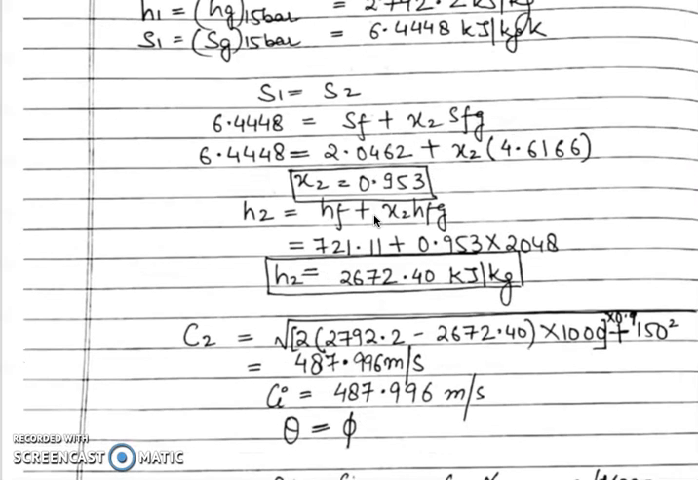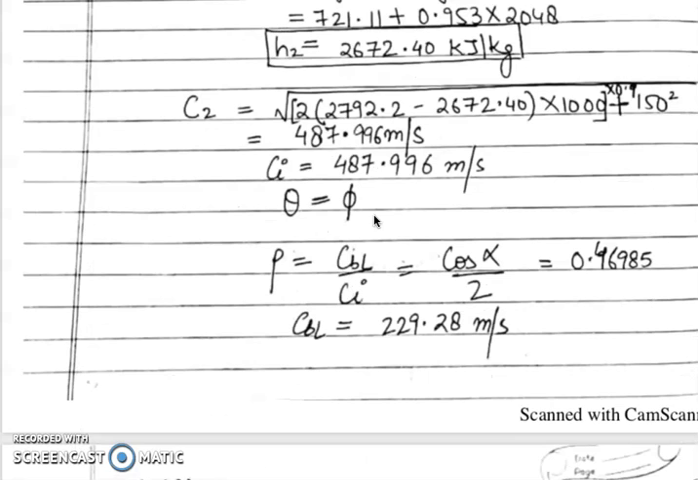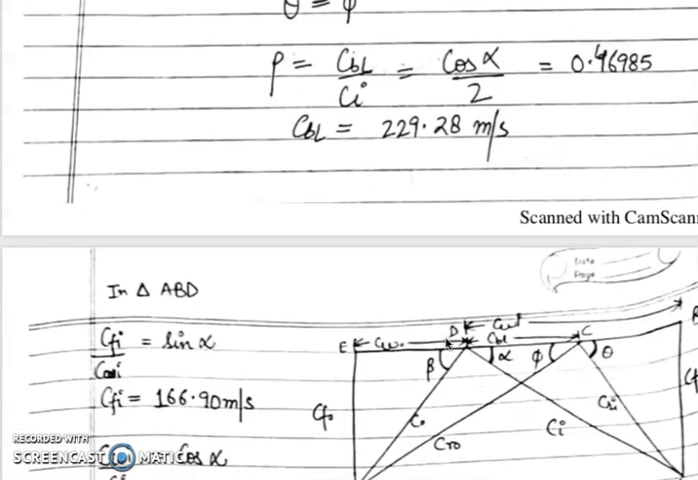So the maximum diagram efficiency conditions we have derived in the last videos. That is rho, which is basically CBL upon Ci. It is also known as the blade speed ratio, and it is cos alpha by 2 when the condition of maximum efficiency prevails. So we will use cos alpha by 2 is equal to CBL upon Ci, where we know Ci, and alpha is already given in the question, and hence we can have CBL from the formula. So CBL is obtained as 229.28 meter per second.